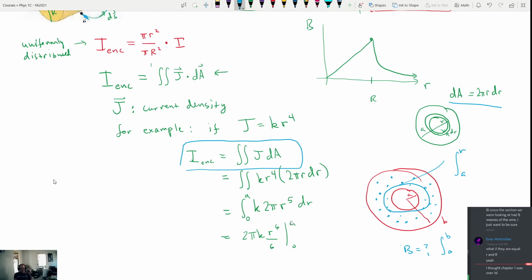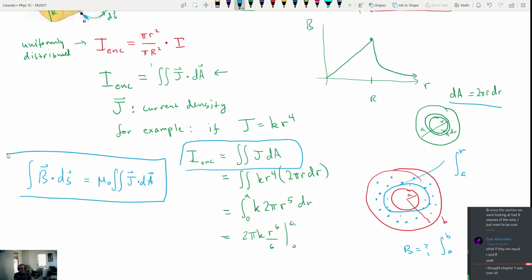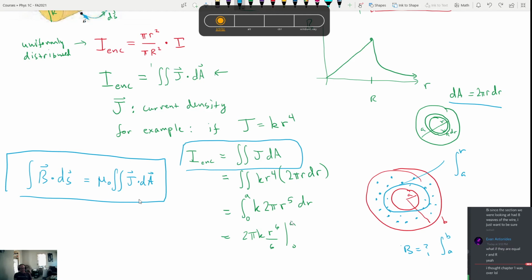In fact, this allows me to write down a more general version of Ampere's law, which says the integral of B dot ds can now be written as mu naught multiplied by the double integral of J dot dA. And this is a form that we're going to need later on when we rewrite Maxwell's equations. So this is the more general form of Ampere's law, although, as we're going to find out at the end of the next chapter, it's actually not complete. There's another term that we're missing here, but we'll leave that till later.